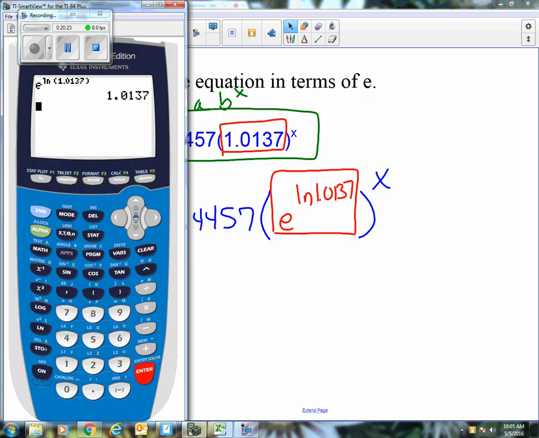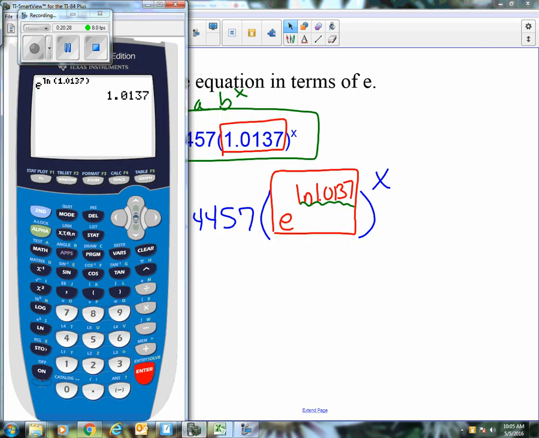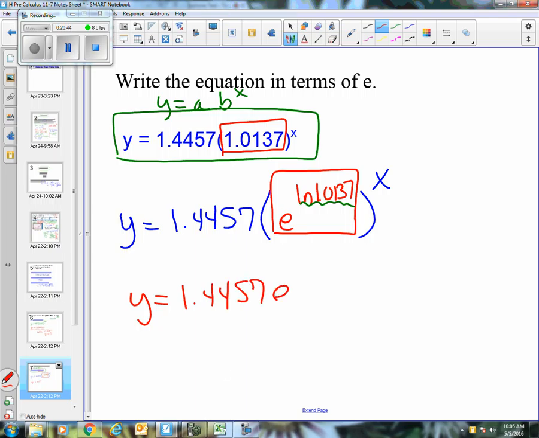Now, what does that allow me to do then? Well, I can just evaluate what just that exponent is. So I'm going to type in just that part of it, ln of 1.0137. And I can actually get what that k value, that constant, would have to be. So when I rewrite this equation, then in terms of e, it would be 1.4457 e to the 0.0136x in terms of e.